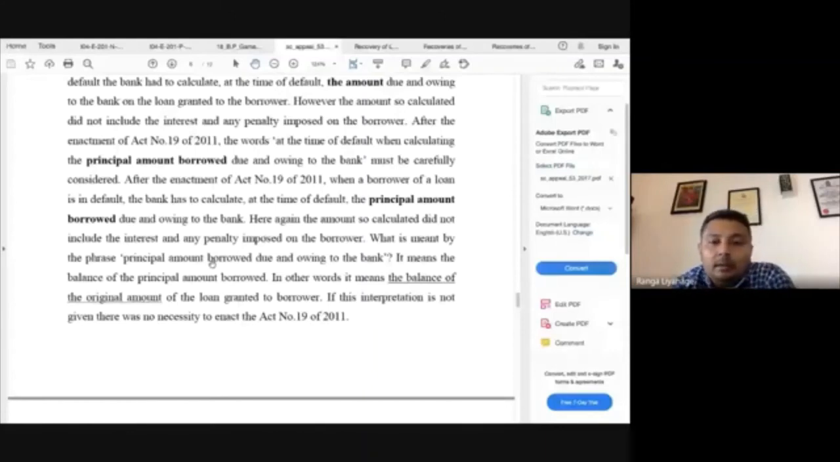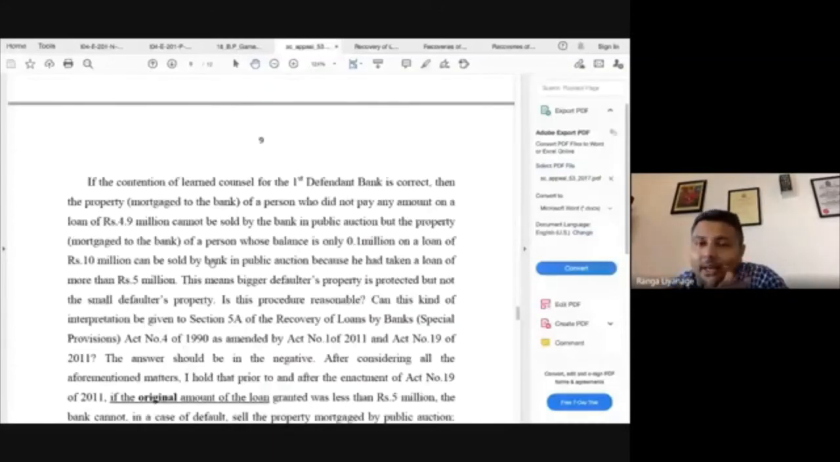Because this is the reason, very nicely analyzed. If the argument is that the property mortgaged to the bank of a person who did not pay any amount on a loan of 4.9 million cannot be sold by the bank in public auction, but the property of a person whose balance is only 0.1 million on a loan of 10 million can be sold by public auction because he had taken a loan of more than 5 million, this means bigger defaulters' property is protected, but not the small defaulters' property. That is the case, right?